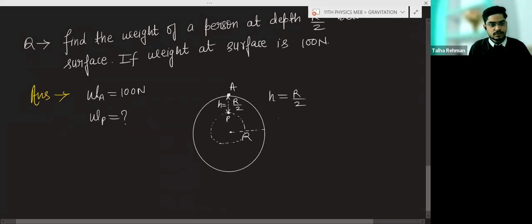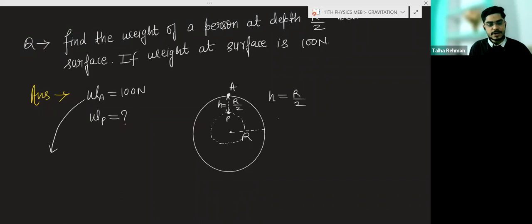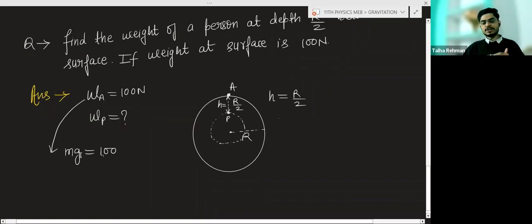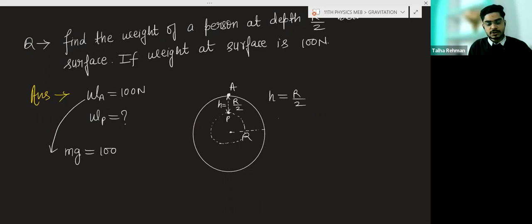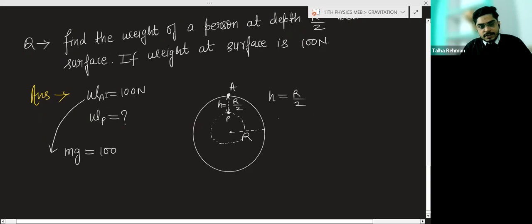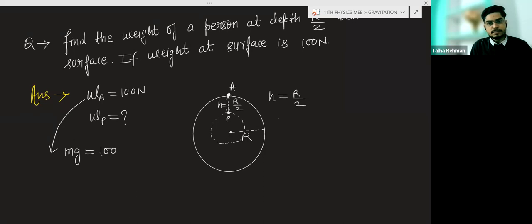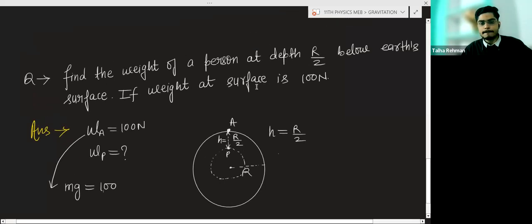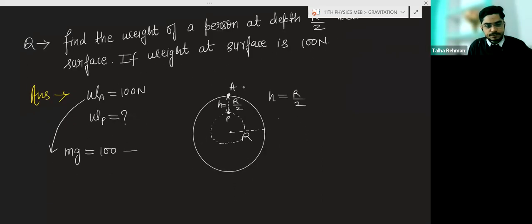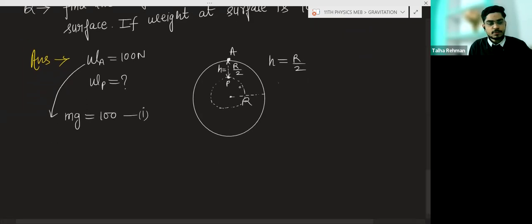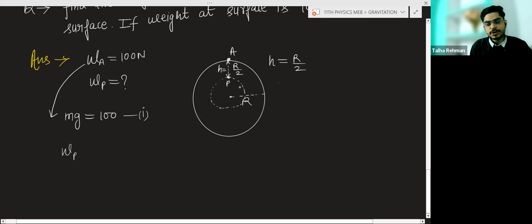So from this value, we can write m into g is equal to 100. Here g is the acceleration due to gravity at the surface of the earth, and this is equal to 100 because this weight is at the surface of the earth. So suppose this is equation number 1. Now weight at point P will be equal to m into g dash.